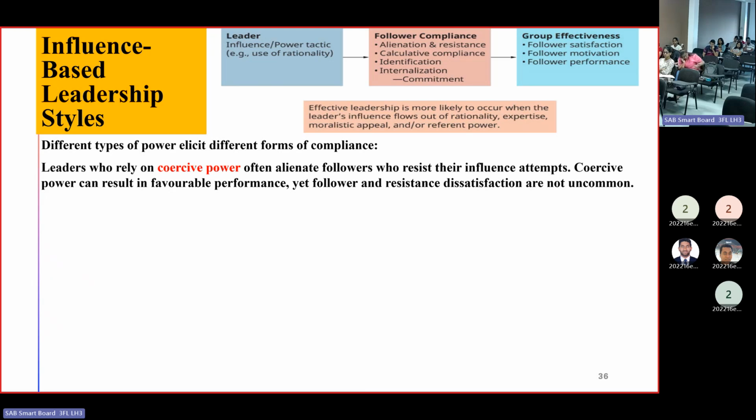Okay. Now, leaders who really rely on coercive power, open to alienation. What do you mean by alienation? If people use coercive power, people will be alienated, so they don't like to work with you. That's the saying: people leave not because of the company, but because of the boss. So if we use coercive power, followers often resist their influence and attack. With a coercive power person, they won't get followed and will be resisted.